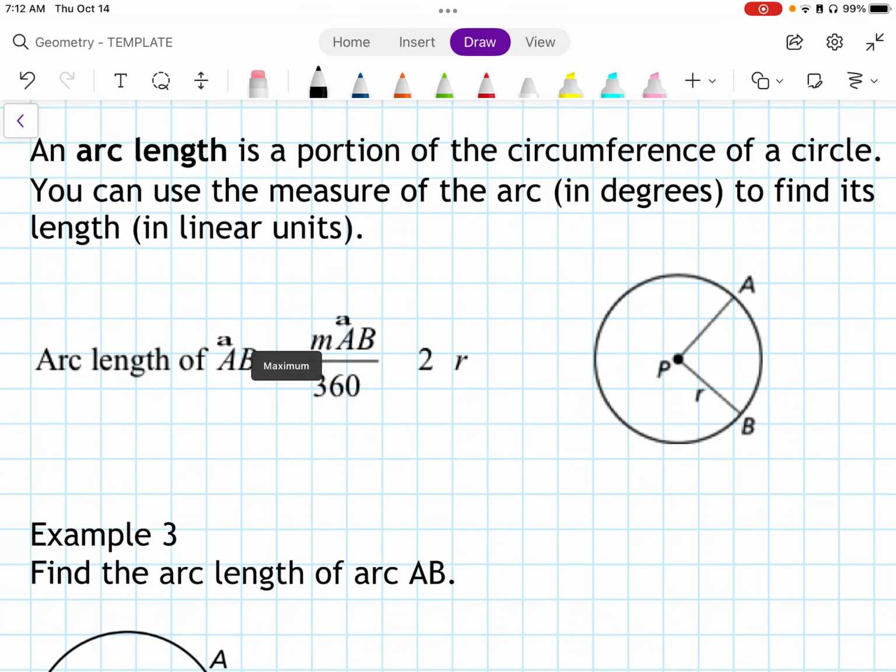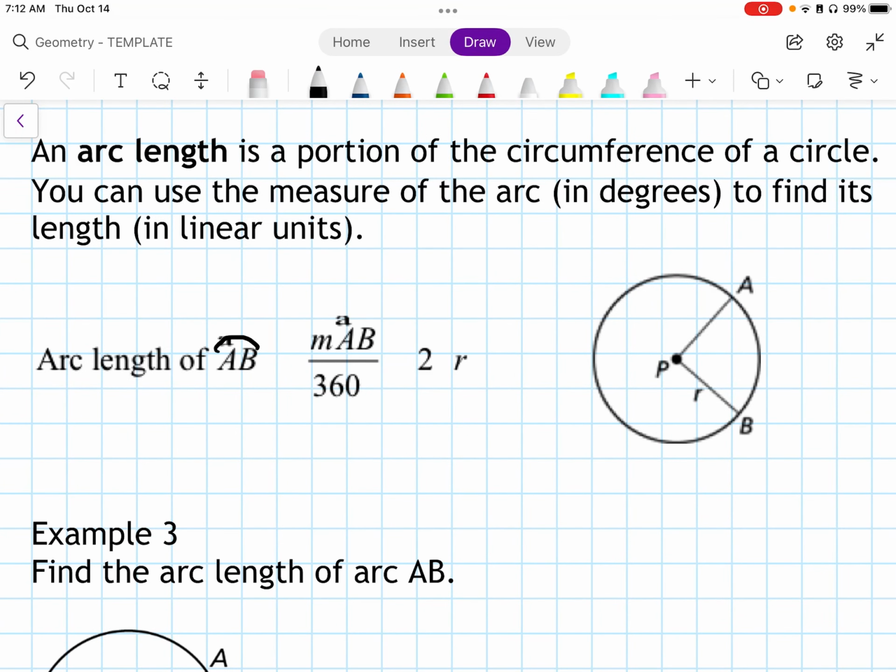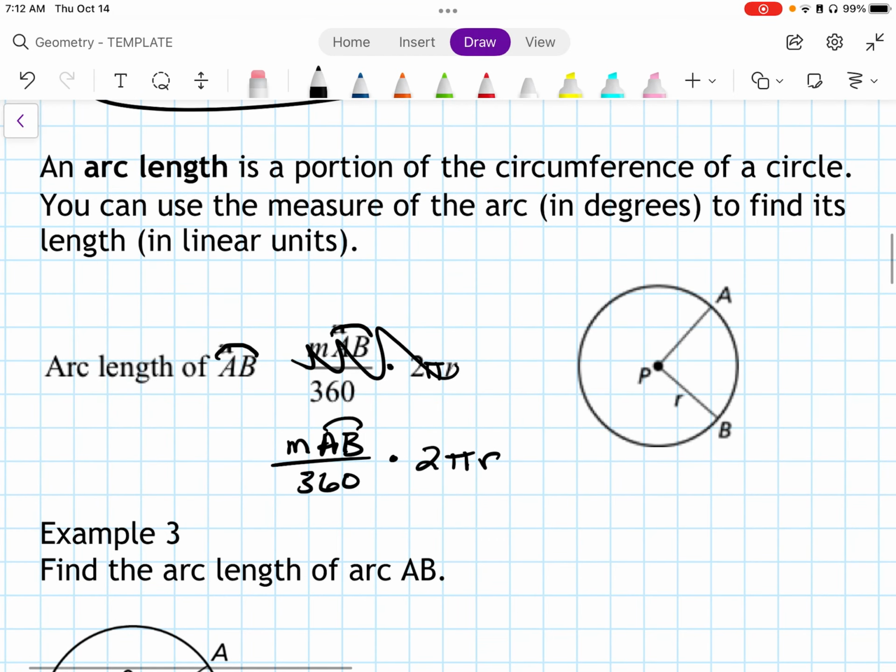So here, the arc length of arc AB is the measure of arc AB over 360 times 2 pi r. And here, let me just rewrite that. Measure of arc AB over 360 times 2 pi r. And let's talk about why this is. This is the circumference, right? And then this piece over here is the measure of the arc over 360.